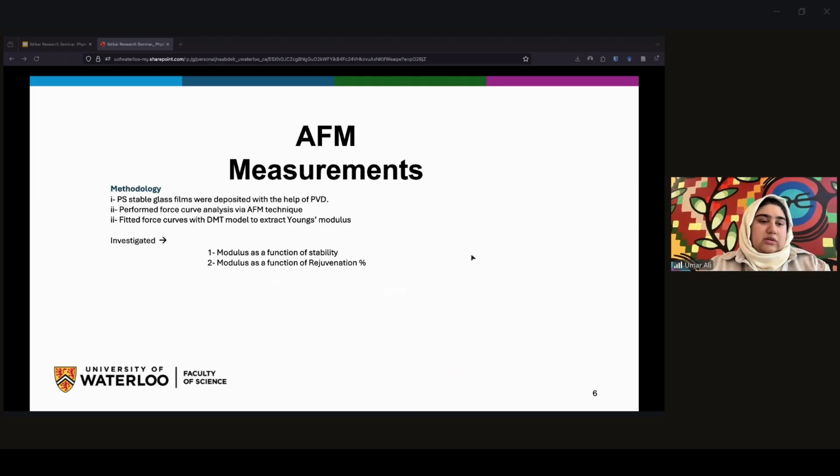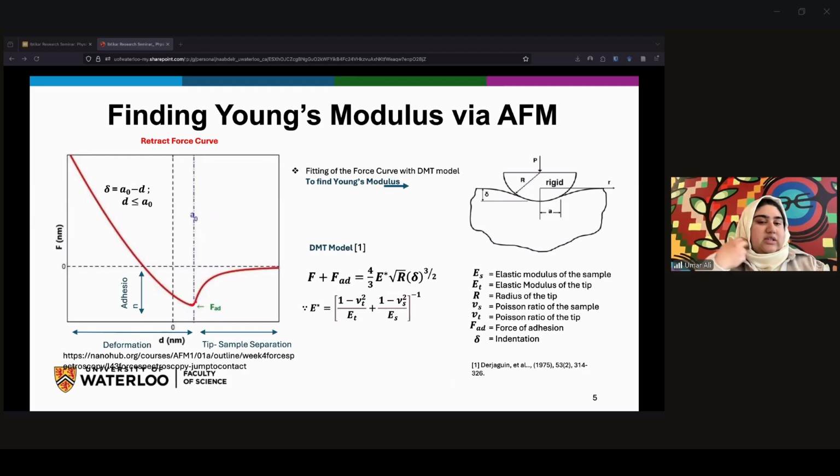So what was the strategy? The strategy was to make the stable glasses with the help of physical vapor deposition, perform the force curve analysis with the help of the AFM technique, and then fit it with the DMT model to extract the Young's modulus. What we studied is the modulus as a function of stability and modulus as a function of rejuvenation. Here I put the DMT equation for fitting and finding the modulus of the material, and we use the retract curve and this portion to fit and find the modulus of the material.